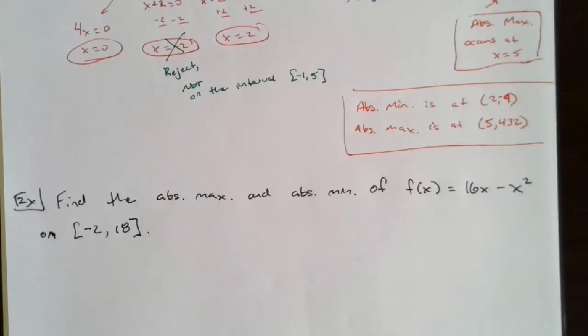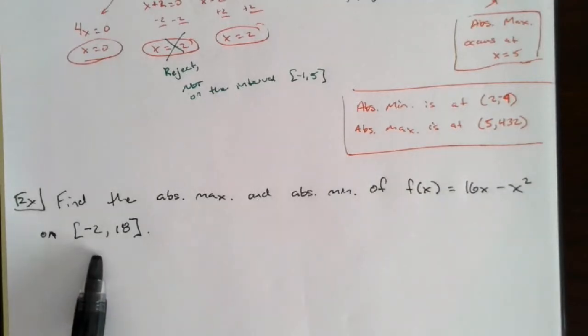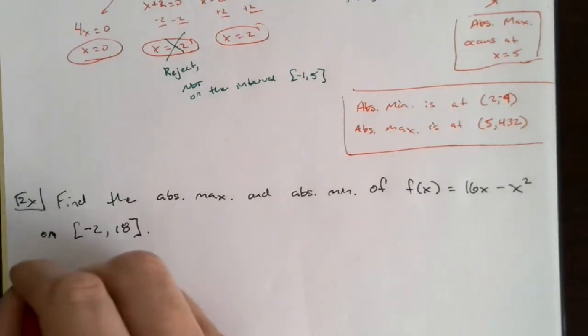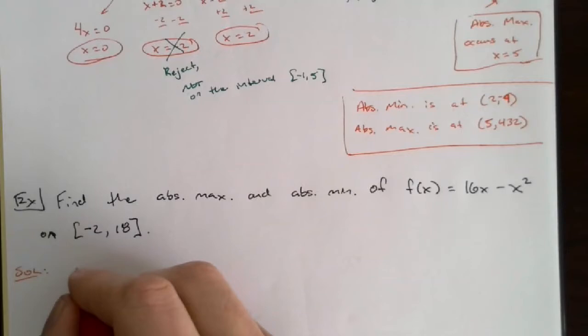But it is the same type of concept. We have a continuous function on a closed interval. So I know by the extreme value theorem that there has to be an absolute max and an absolute minimum over this interval. And the way we find the absolute max and absolute min is the same way we started when we were trying to find relative maxes and mins, which is we want to find the first derivative so we can find critical values.